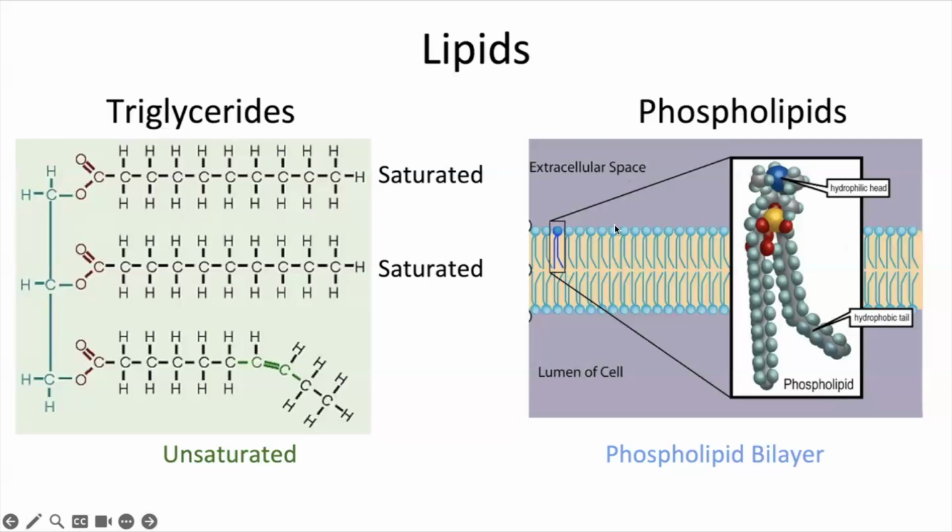And what's more than happy to interact with the water outside of the cell or inside of the cell are these hydrophilic, water-loving heads that actually have a phosphate group that's charged. So it can actually interact with the water. And that allows these incredible substances to organize and create membranes or boundaries, such as the plasma membrane of a cell, or some organelles have plasma membranes within the cell.